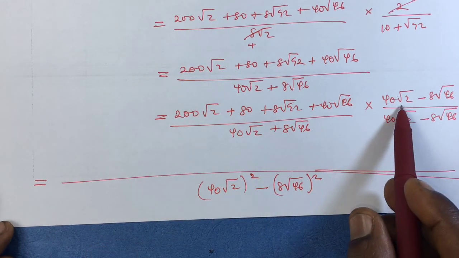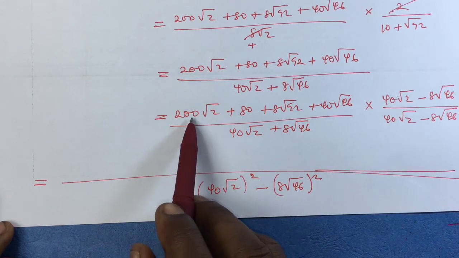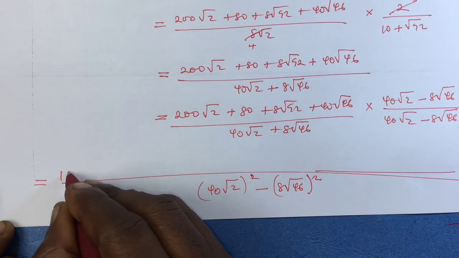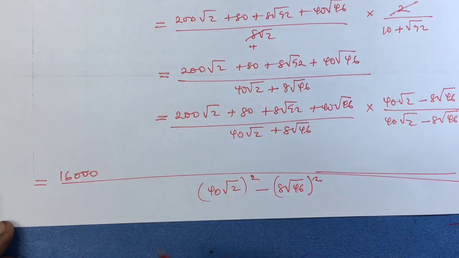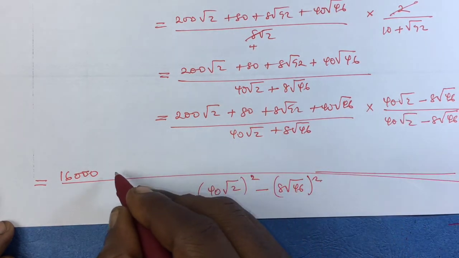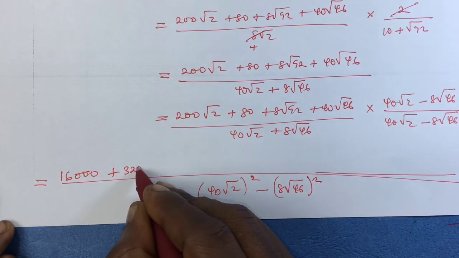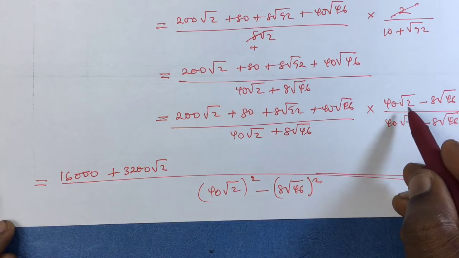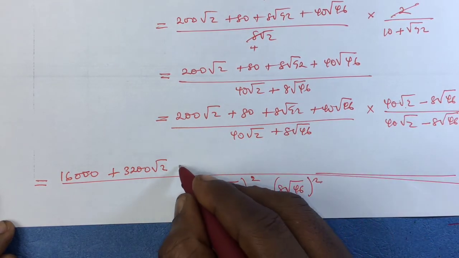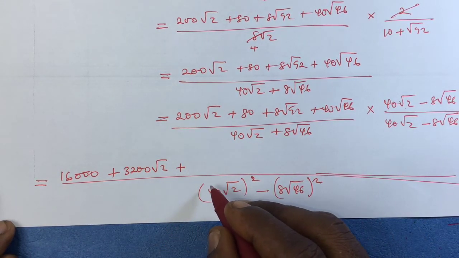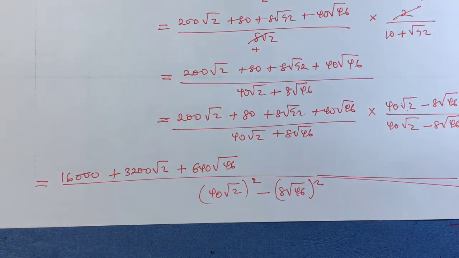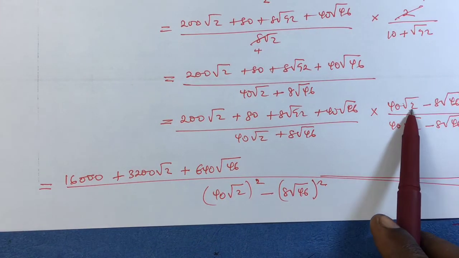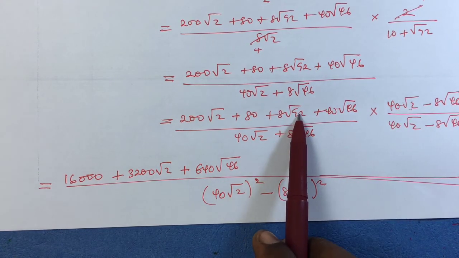So 40 root 2 times 200 root 2 would give you 1,600, or 16,000 rather. And 40 root 2 times 80 will give you 3,200 root 2. 40 root 2 times 8 root 92 would give you 640 root 46. Okay? And I've explained that earlier.